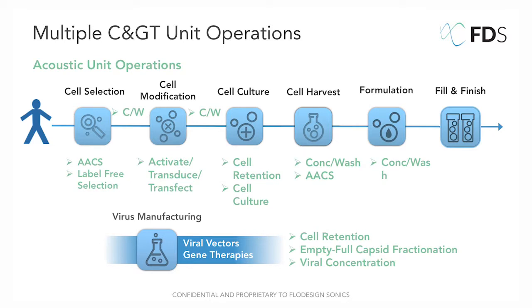Now, if we map the acoustic operations to each of those steps in the manufacturing process, we believe that with acoustics, we can do the selection either with an affinity acoustic bead or with our label-free technology. We can then do the concentrate wash, which happens after the selection process and before the modification process.